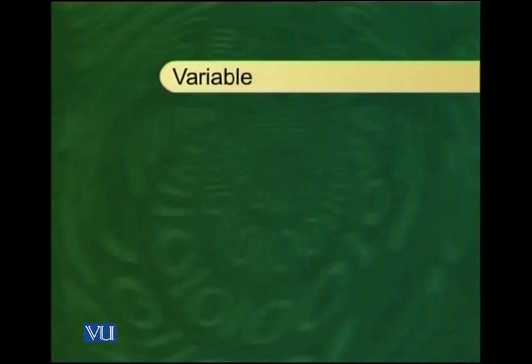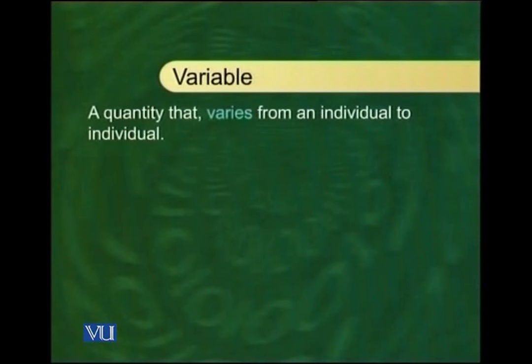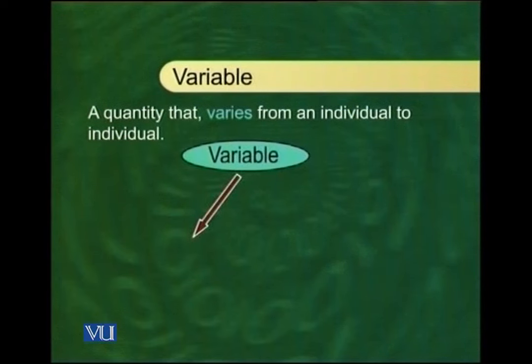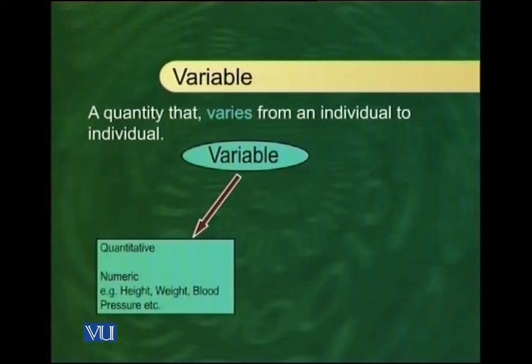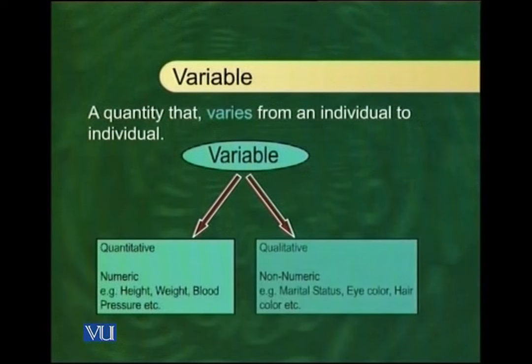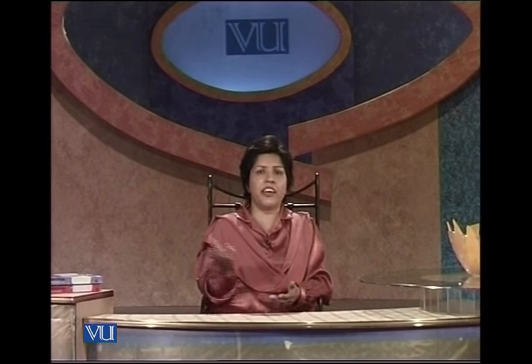isi ki wajah se jo bahut important concept yahan pe aata hai, that is the concept of variable. A variable is that quantity which varies from individual to individual. Variables are of basically two types according to what I just said, the quantitative variable and the qualitative variable. Quantitative variable, jaisa ki maine pehle bataya, height, weight, blood pressure, body temperature, atmospheric pressure, income, and so on and so forth.